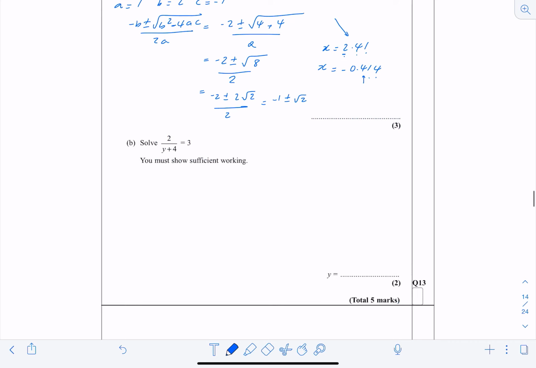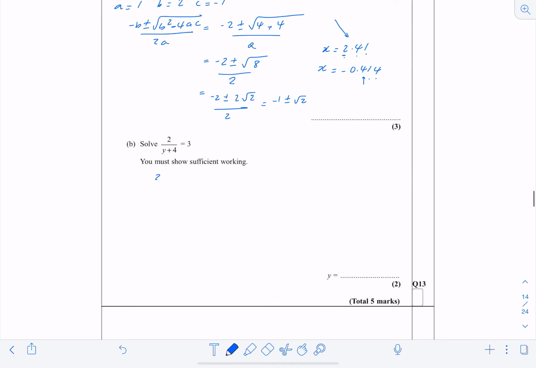Right, next question, solve this. Okay, 2 over y plus 4 equals 3. I'm guessing that you'd be able to work this out in your head just by trial and error, but we're going to do it the proper way. We're going to times by y plus 4, both sides, and we're going to get 2 equals 3 times y plus 4. We're going to divide by 3, and then we're going to minus 4.